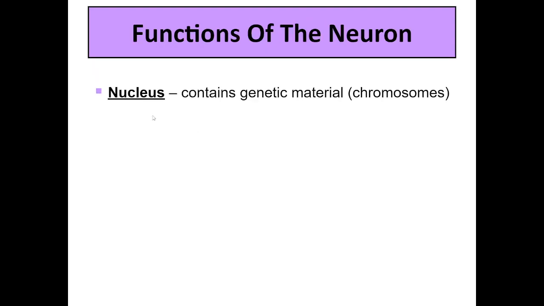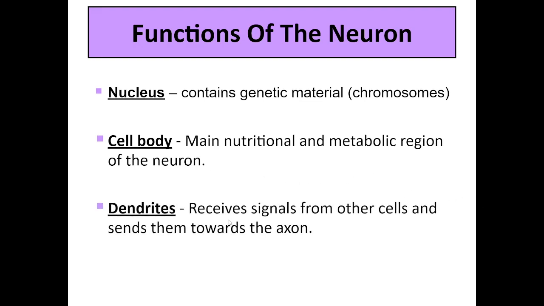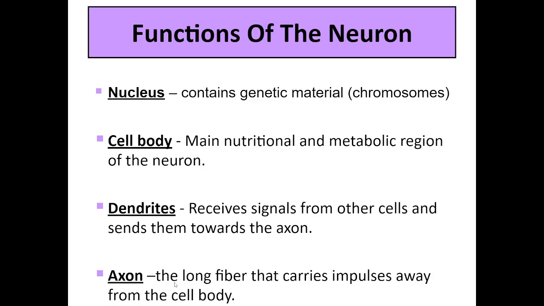Functions of the neuron. Nucleus contains genetic materials. Cell body is the main nutritional and metabolic region of the neuron. Dendrites receive signals from other cells and send them towards the axon. And the axon, the long fiber that carries impulses away from the cell body.